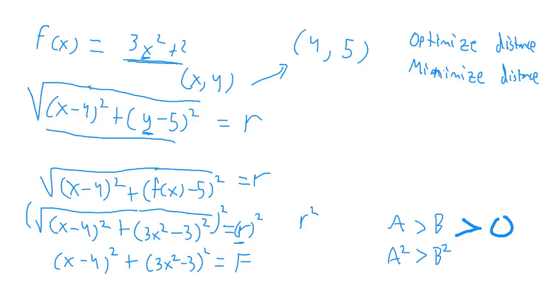It's an important note also that A and B are greater than 0, right? Because in this case we're talking about distances, so our A and our B are going to be positive, greater than 0.